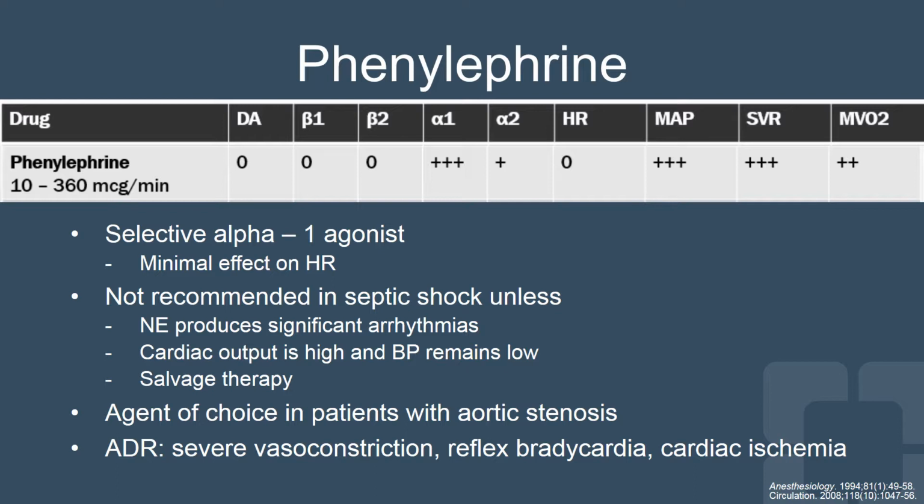peri-procedural blood pressure. So if a patient needs to be intubated, you may use a phenylephrine stick or a neo stick, which is a syringe of phenylephrine where you can push in small increments in order to augment blood pressure in the peri-procedural area.